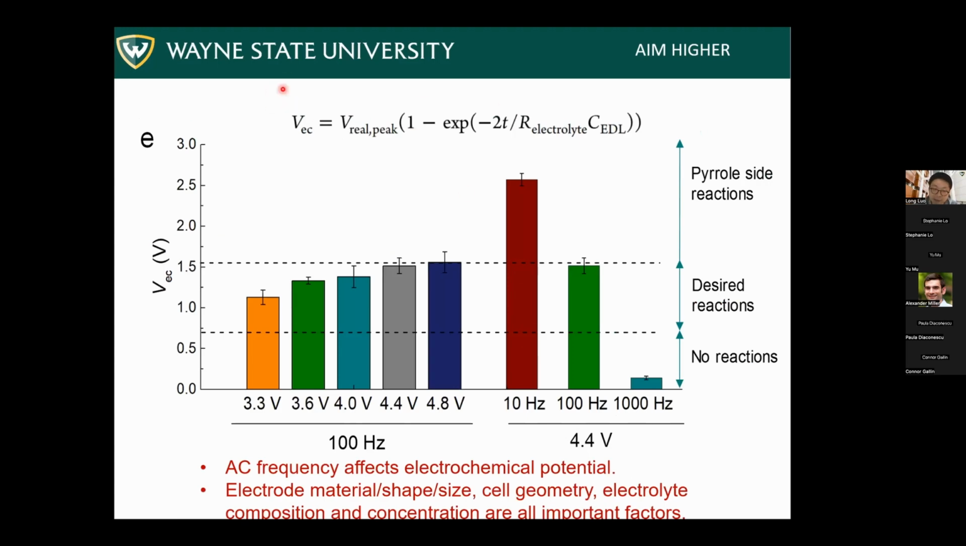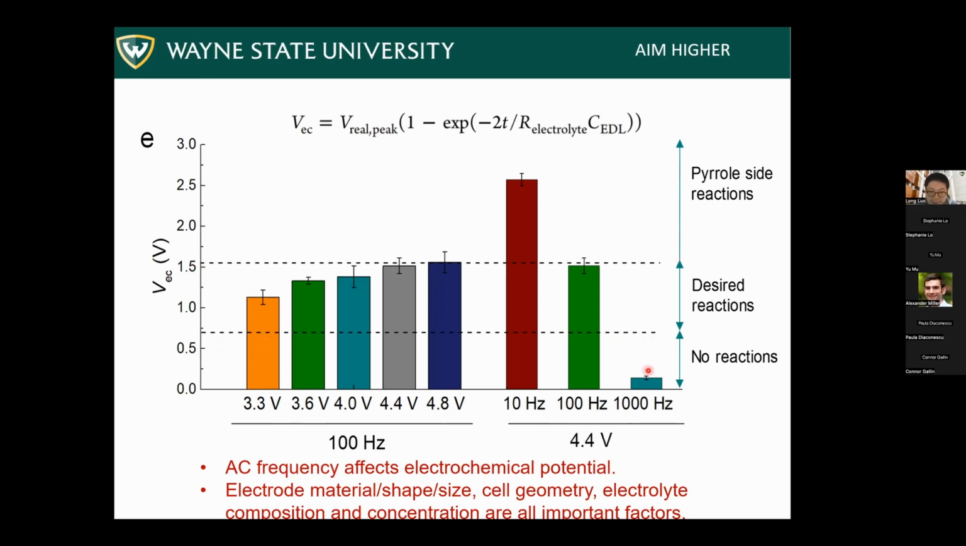And then we derived some equations, and we were able to figure out the true electrochemical voltage we supply to the system to drive these AC electrochemical reactions. And then, as you can see here, we have different conditions. You have 100 hertz with different voltages we apply, and 4.4 volts with different hertz. And then we have some dashed lines here, different zones here.